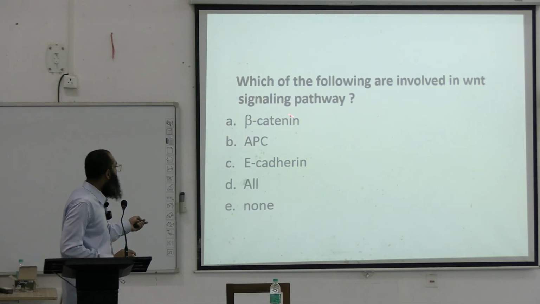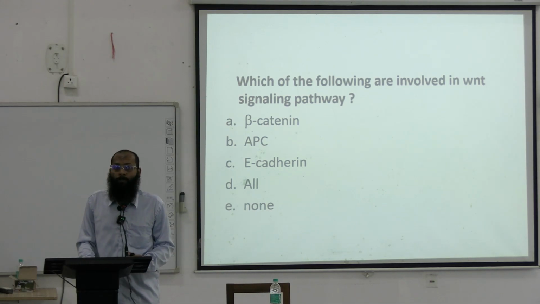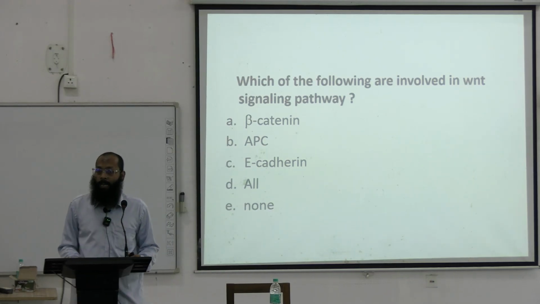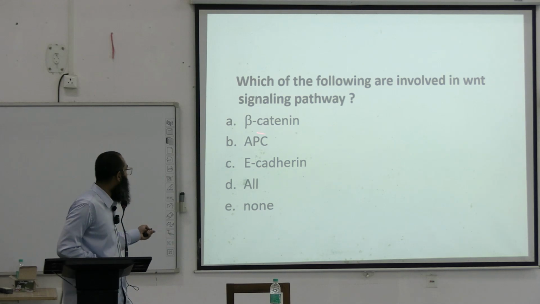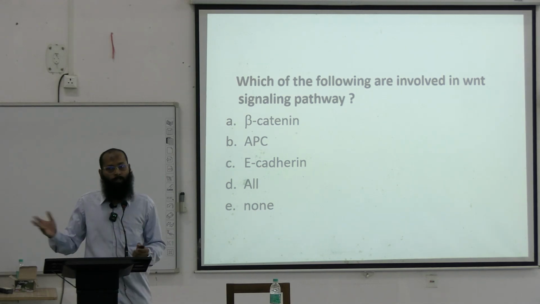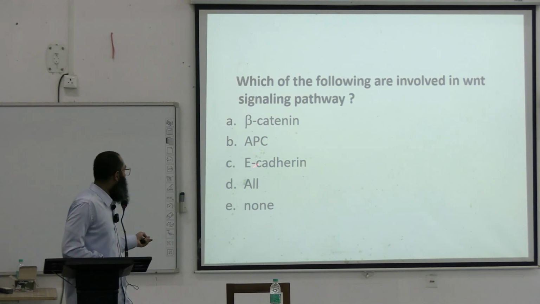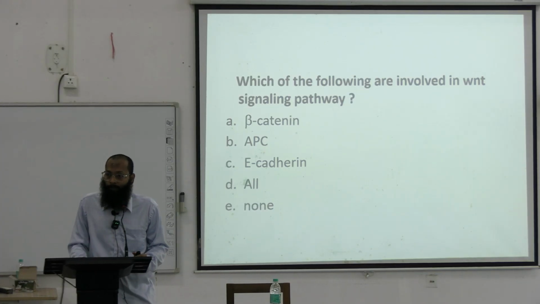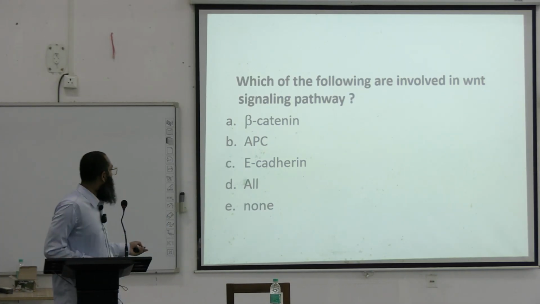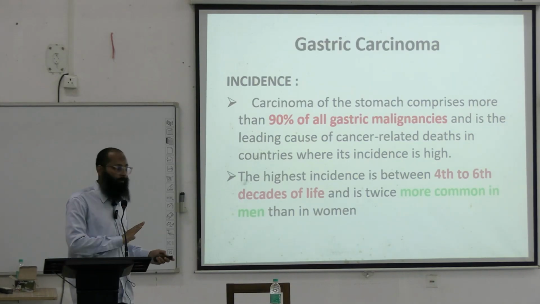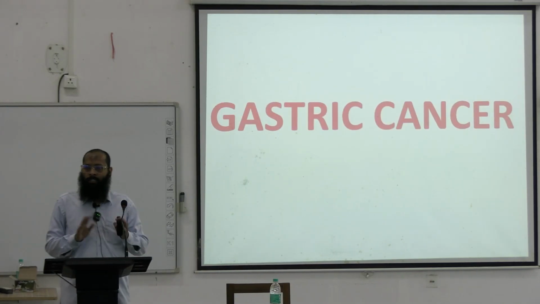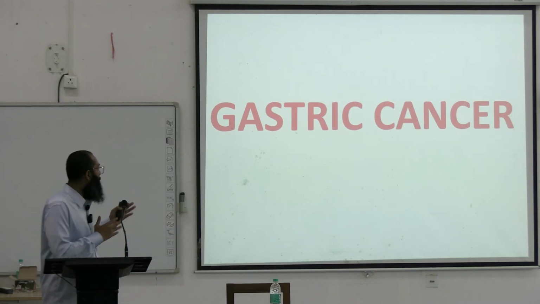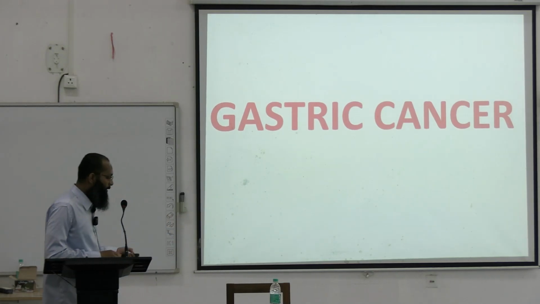Fine. So, beta-catenin is produced by the CTNNB1 gene. APC protein is produced by the APC gene and E-cadherin is produced by the CDH1 gene. Clear? Okay. So, this was just a revision of the Neoplasia chapter. Now coming to today's topic, which is gastric cancer.